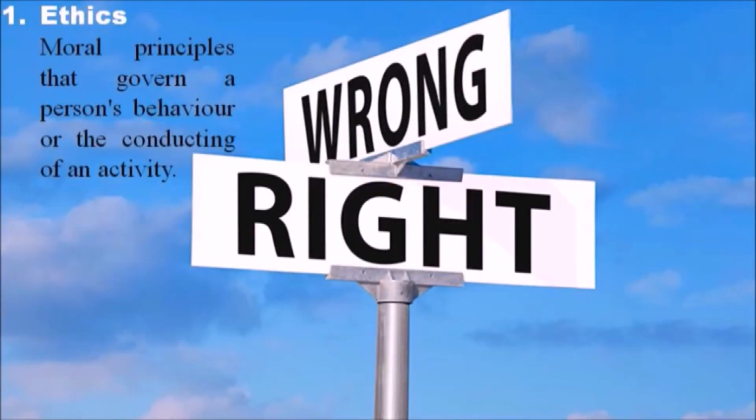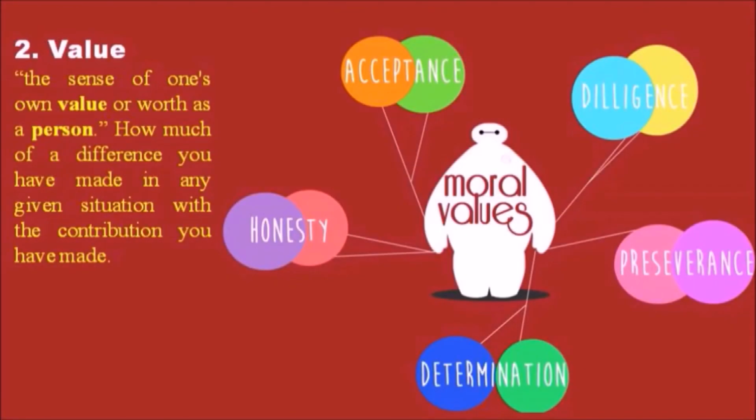What does ethics mean? The moral principle that governs a person's behavior in conducting an activity in a society. Is he doing things in a right way or a wrong way? Are things good or bad in a society or in social life? So ethics means, am I doing it in a right or wrong way? The second major point is the value of a person. That means how a person behaves in a social situation, and what contributions he has given to the society. These values include acceptance, honesty, perseverance, determination, diligence, etc.